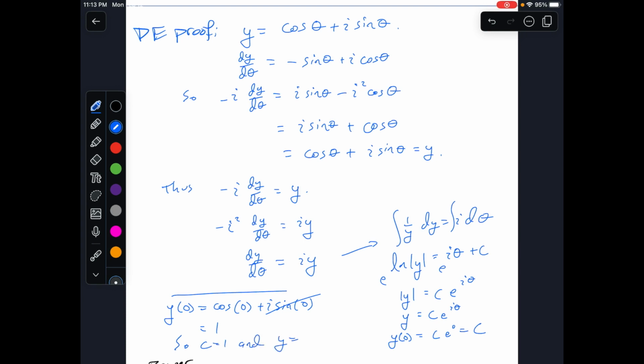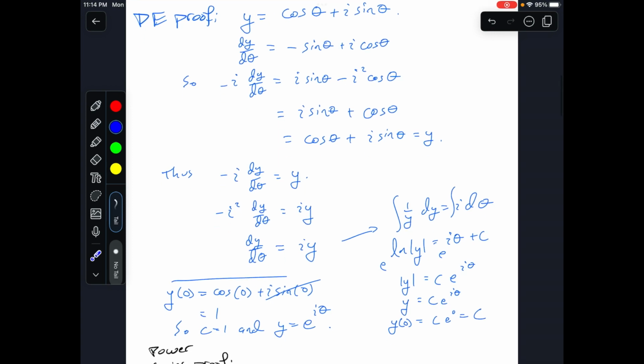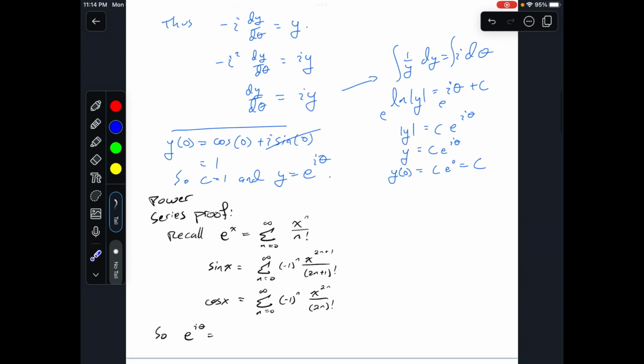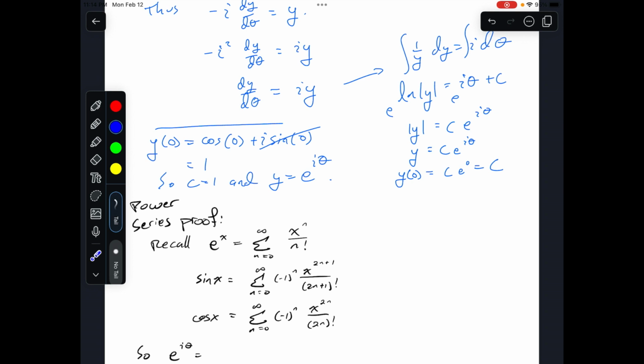And hence y is equal to 1 e to the i theta. So that's one proof of it. I'll show you one more proof, and this is a power series flavored proof. So recall a couple of common series you'll see, power series, Taylor series, I guess. I'll just call them power series.